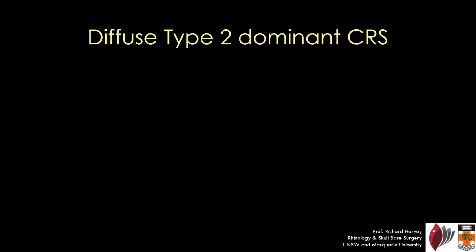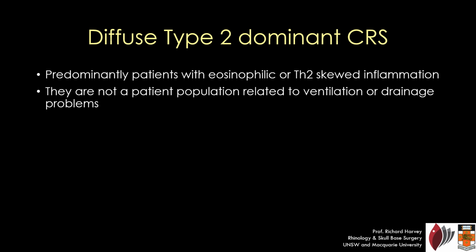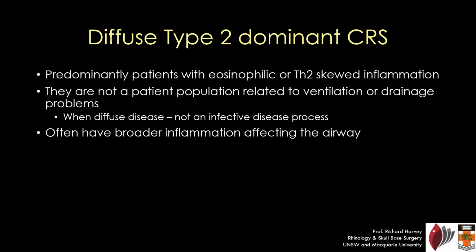It's important to acknowledge this group. These are patients who have eosinophilic disease. It's got nothing to do with ventilation or drainage, nor is it an infective process, and they often have broader inflammation affecting their lower airway, such as asthma. If they don't have it when they present, they usually develop it over time, and especially this is true when it's adult onset disease, because adult onset nasal polyps in asthma really is not a simple inhalant allergy phenomenon.